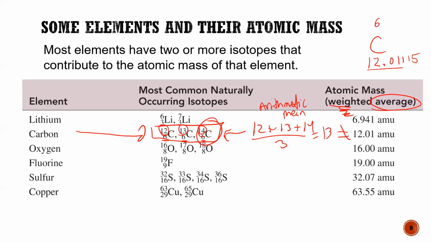So the same amount of times. For every 12, there was a 13. For every 13, there's a 14. That's not how it happens with isotopes. Isotopes are found in nature with a different frequency. So we have to take into account that the average atomic mass is weighted based on how often we find these elements.